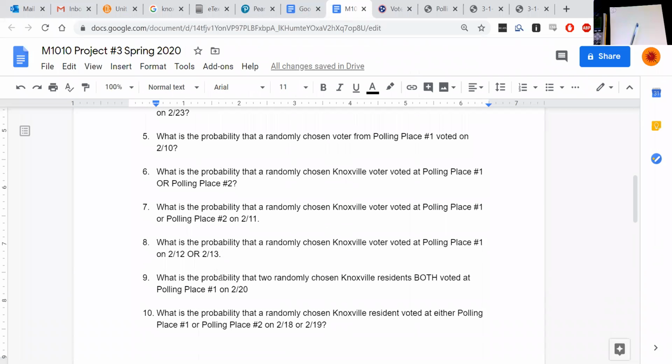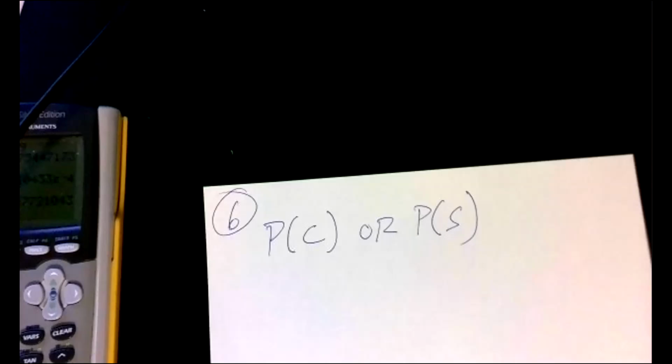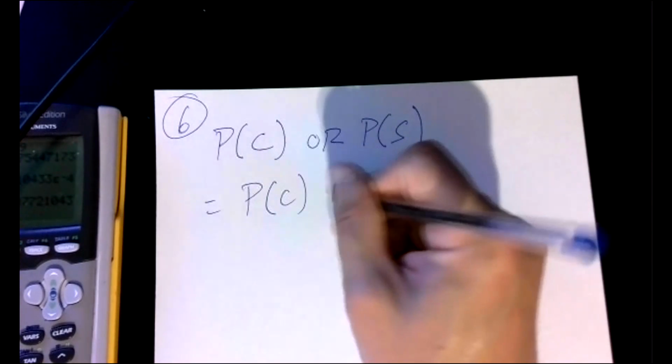Question 6. What is the probability that a randomly chosen Knoxville voter voted at polling place 1 or 2? So in my example, we're saying, okay, what is the probability that someone voted at Carter or South? Now remember your definition. The probability of or means we add the two together.